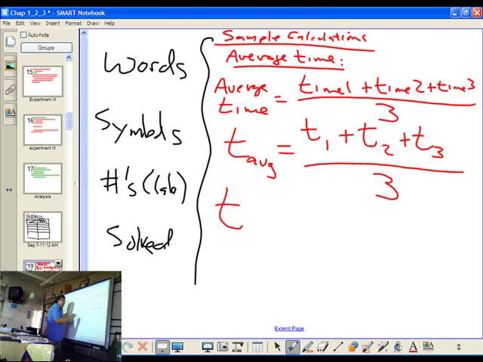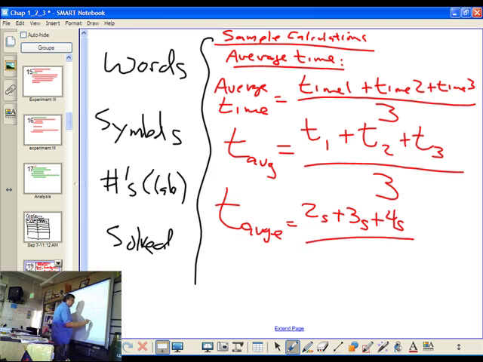Numbers. Now, in your lab, I'm just going to make up some numbers, but in your labs, you want to choose some number from your data that you know. You already know what the answer is, so just choose one. So T average, I'm just going to say 2 seconds plus 3 seconds plus 4 seconds divided by 3. So this would be numbers. Choose just one trial, one of them. Doesn't matter which one.